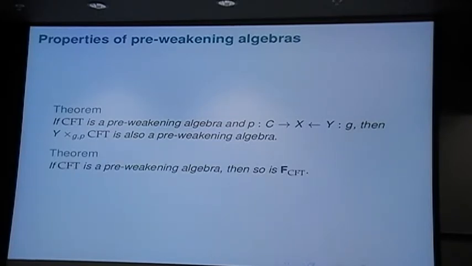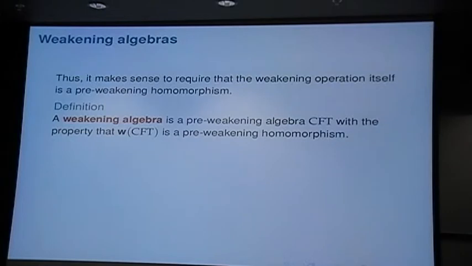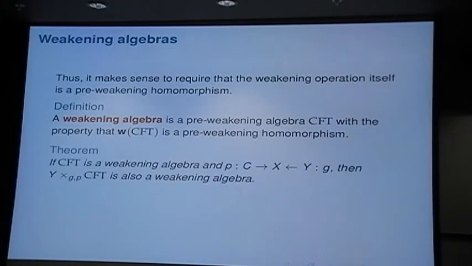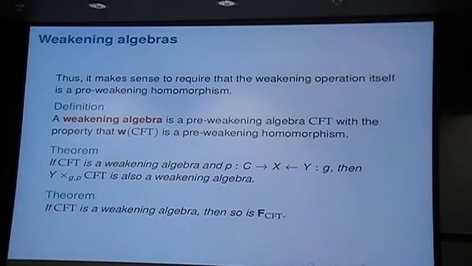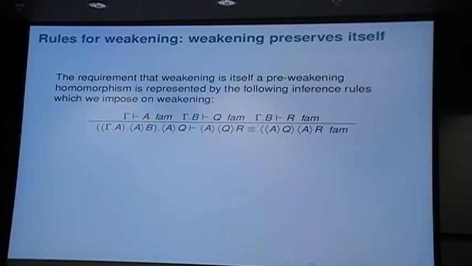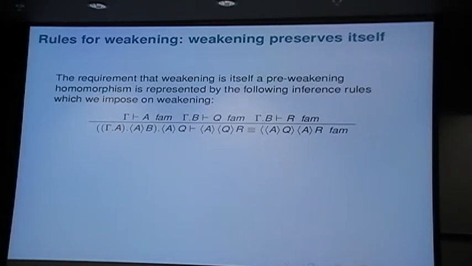Okay, so if CFT is a pre-weakening algebra, so is FT. We already saw that. And therefore it makes sense to require that the weakening operation itself is a pre-weakening homomorphism. So we do that and we arrive at the notion of a weakening algebra. And then you have again these two theorems. This condition is stable under change of base, and it's stable under slicing. Okay, we've had this condition that weakening is compatible with itself. How does it look in type theory? It looks like this. If you weaken twice, then you sort of weaken twice again.